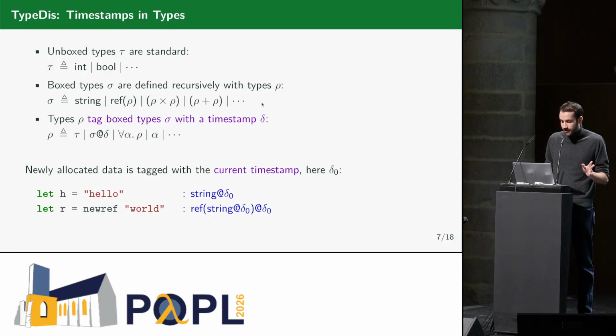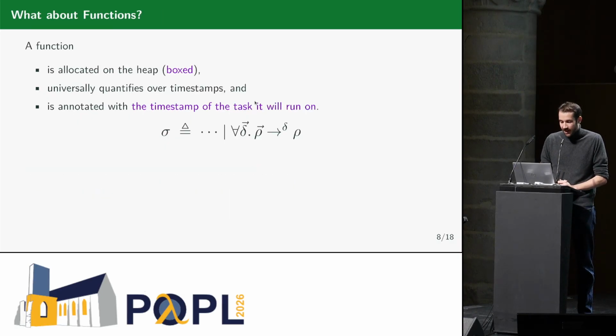Now, you might ask, there is something missing in this figure. What about functions? So in our case, functions are allocated on the heap. They are boxed because they can be closures. We also allow to universally quantify over timestamps at the function type. And crucially, the function type is annotated by the timestamp of the task it will run on. So the syntax looks like that. It extends the syntax of sigmas. And then for every timestamp delta, take a list of parameters rho, and then this superscript delta indicates that the function will run on delta.